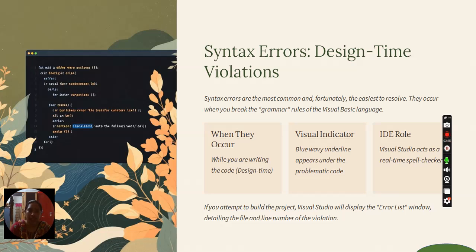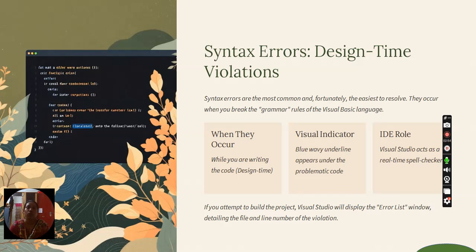Syntax errors are also called design time errors or design time violations. Syntax errors are the most common, and fortunately the easiest to resolve. They occur when we break the grammar rules of the language. In VB, or any language, there are grammar rules, and if they are not properly used, they cause syntax errors. They occur while writing code at design time, and a blue wavy underline appears for the problematic code portion.